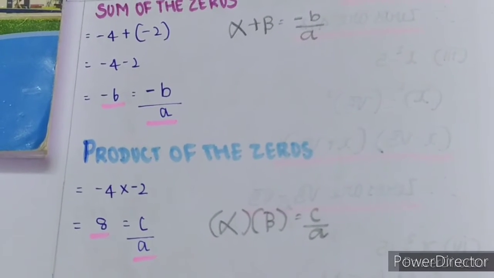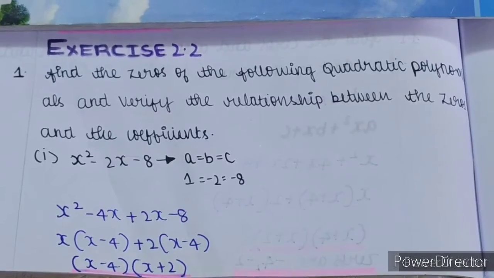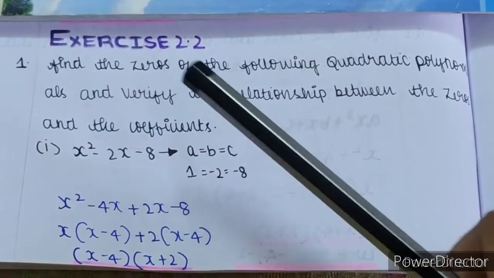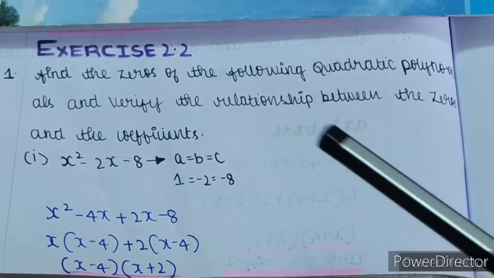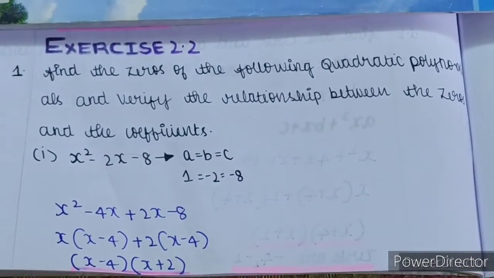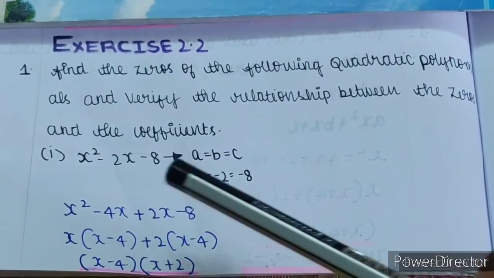So you need to solve this question in this way only. Now we will move on to the exercise questions. As I told, the first question of exercise 2.2 is: find the zeros of the following quadratic polynomials and verify the relationship between the zeros and the coefficients. Here the first subdivision is x square minus 2x minus 8.